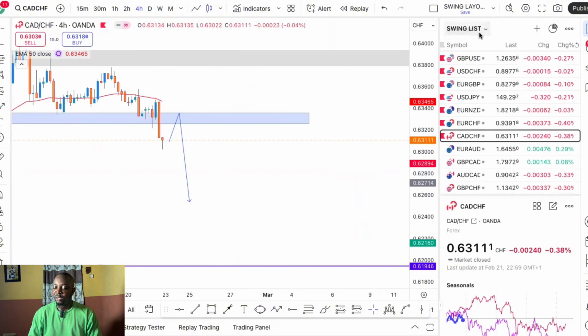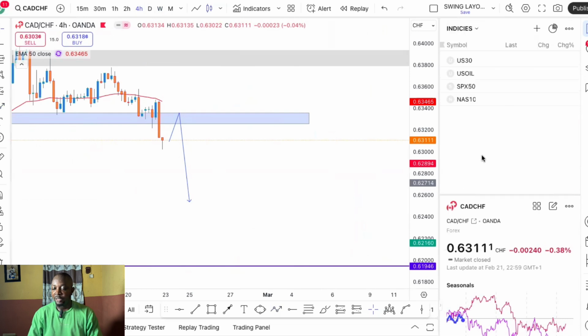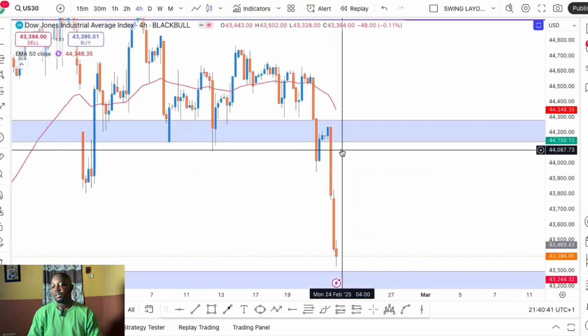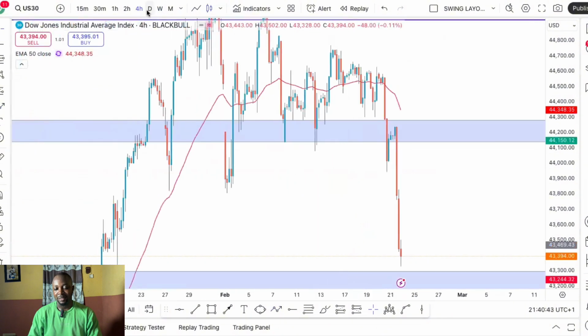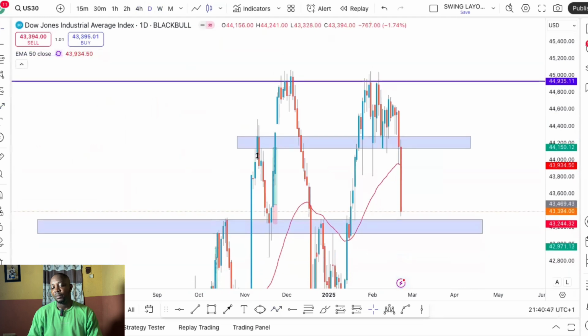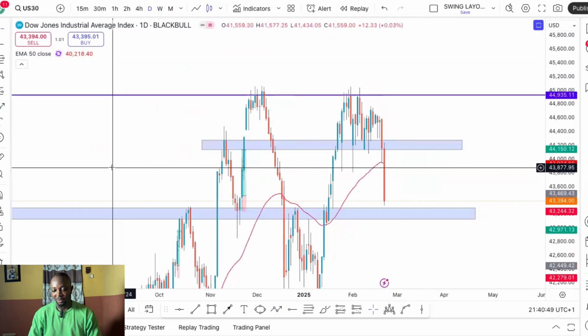Let's look at the indices to see if we have anything interesting. The indices have just been ranging. Wow, made me want to swallow my words.